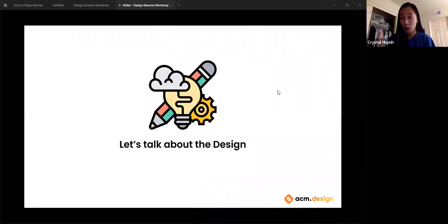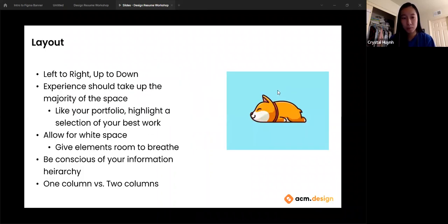Okay, so that covers content. Now we're going to go into the design realm of things, and talk about design elements for your resume. Okay, layout. This shouldn't really affect anyone, but this is just something nice to know.